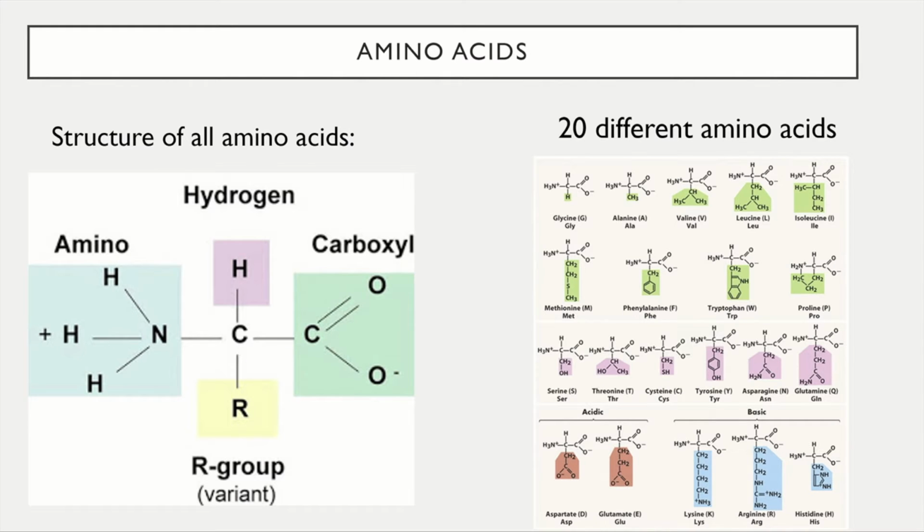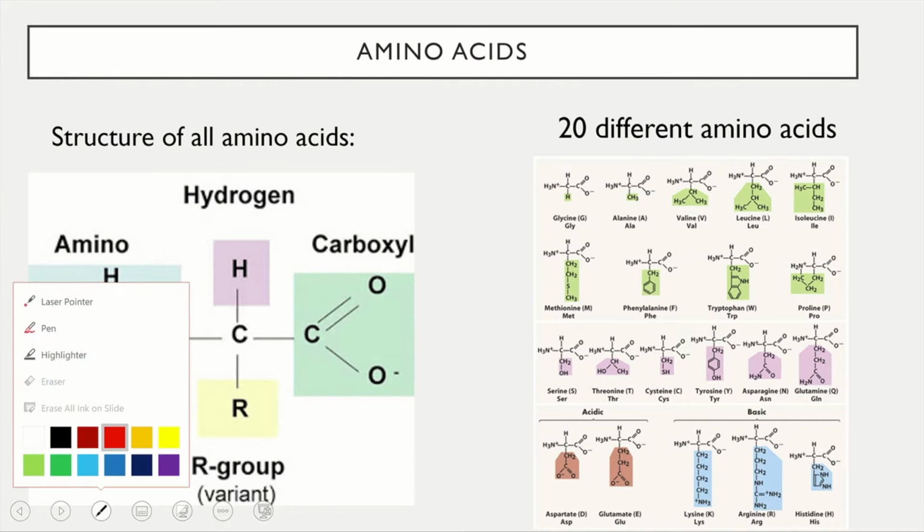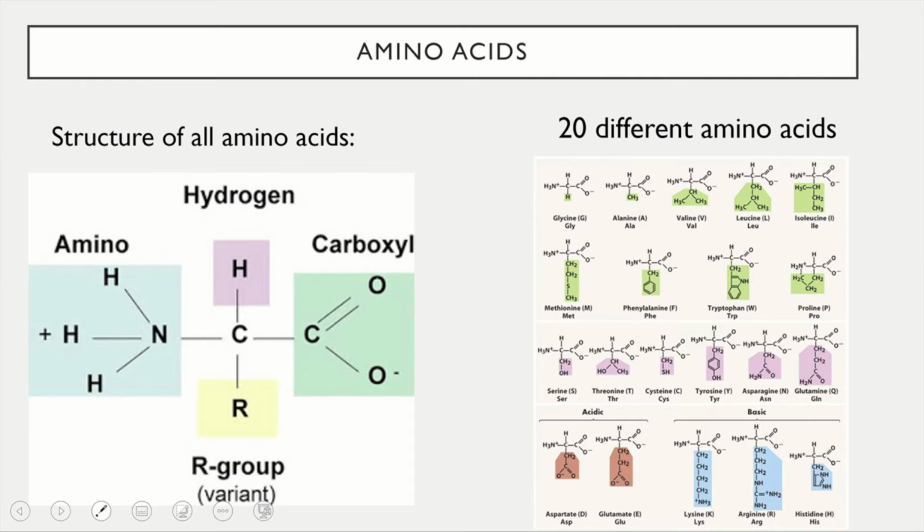Here we can see the basic structure of all amino acids. We can see that every amino acid has an amino group and a carboxyl group. So those were two of the functional groups we talked about previously. And every amino acid will also have a hydrogen atom here and an R group, which varies depending on which amino acid we're talking about. And this R group here is what makes every amino acid unique.